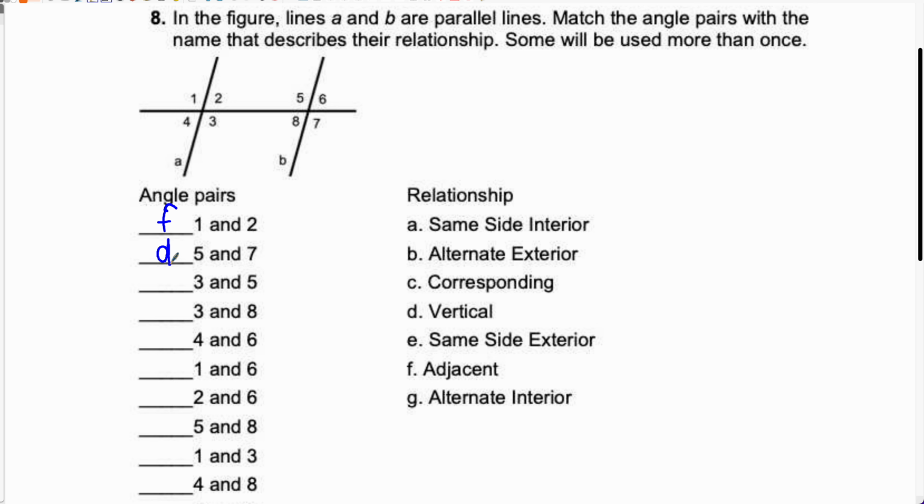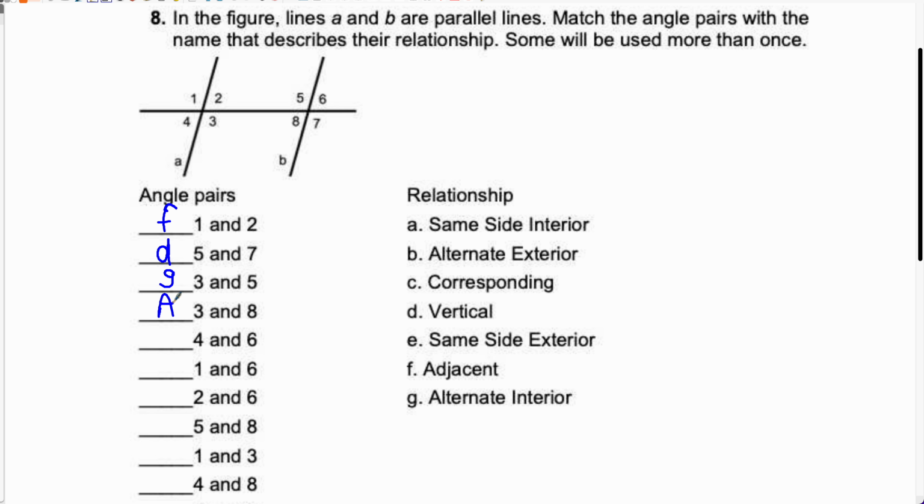Okay, so angles 3 and 5, what are they? Are they interior or exterior? Interior. Are they same side or alternate? They're alternate interior angles. They're on alternate sides of the transversal, and they're inside the parallel lines. So alternate interior angles. 3 and 8: same side interior. They're inside the parallel lines, on the same side of the transversal. So same side interior would be A.